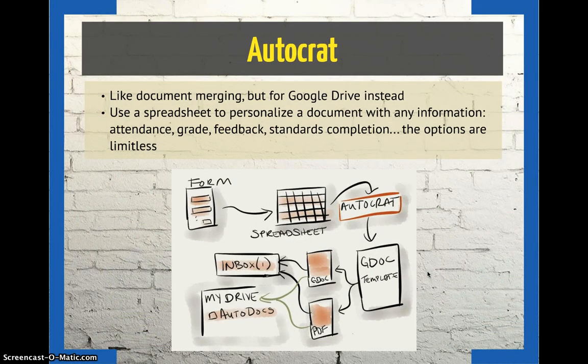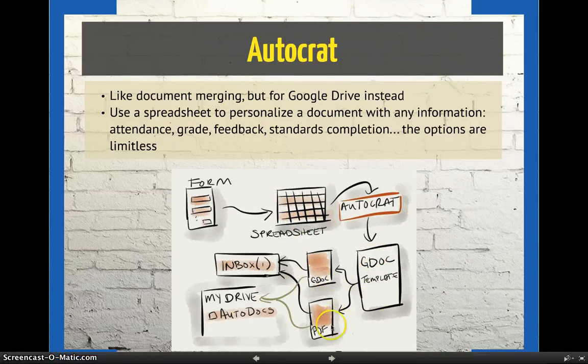Autocrat is like document merging. If you ever did address labels back in the day on Microsoft Word, where you had little fields that you filled in with people's name and address and all that sort of stuff, if you ever did mass mailings, then Autocrat does that within Google Drive. So basically you take a form that sends the information to a spreadsheet, and then Autocrat will use it to fill in all the little tags in a Google document based on what tags you have in the spreadsheet, and then it will spit out a Google Doc and a PDF.